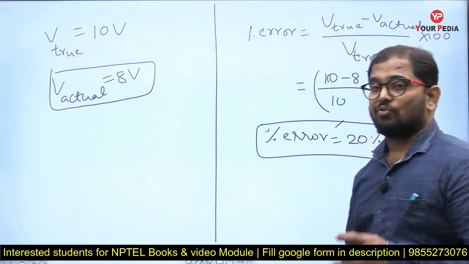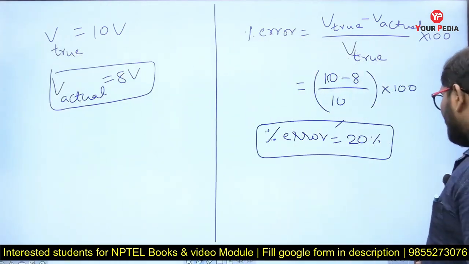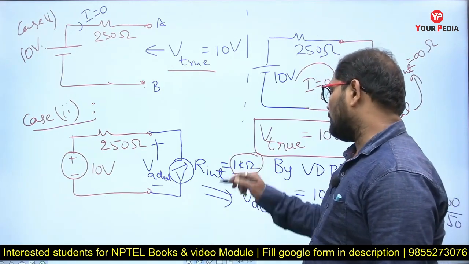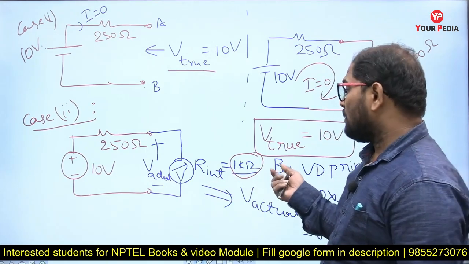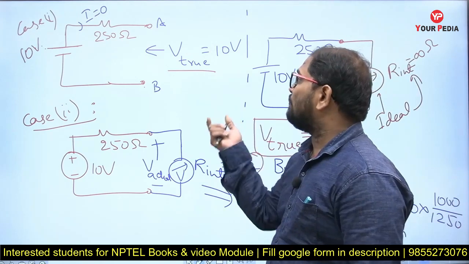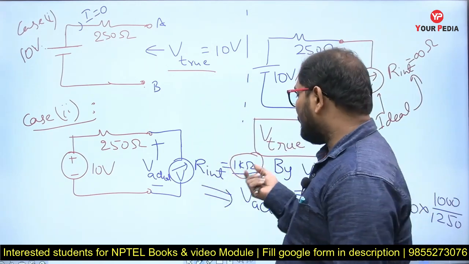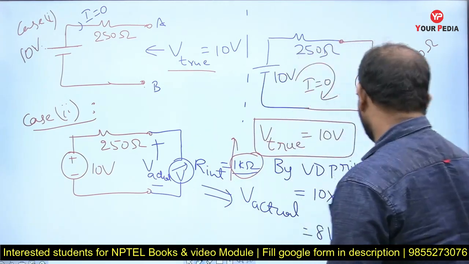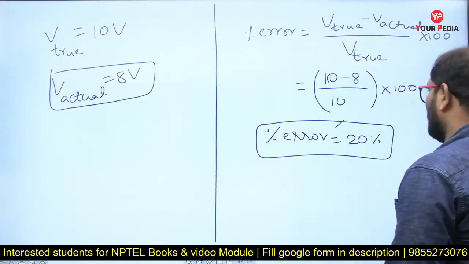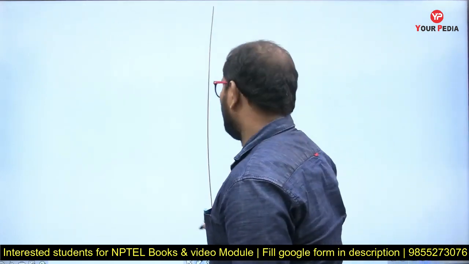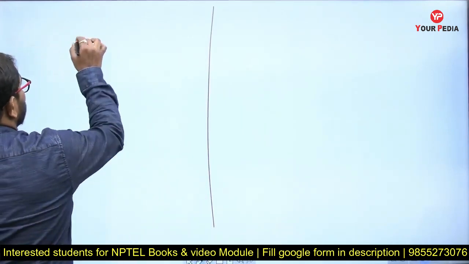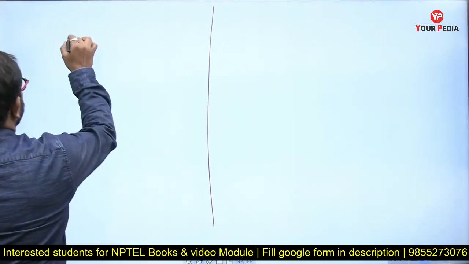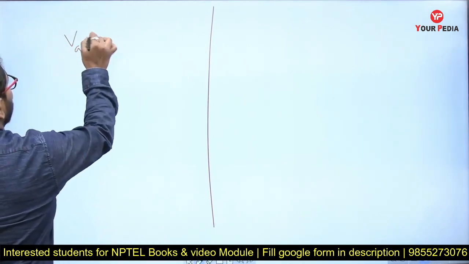Now suppose the same question, I'll extend it a little bit further. Because of the presence of voltmeter resistance of 1 kilo ohm, your actual value is reducing from the true value. So if I keep on increasing this resistance from 1 kilo ohm to 2 kilo ohm, what happens to the actual value? Let us see that. Let me take this as 2 kilo ohm, that will be better. So what is the actual value we'll get?